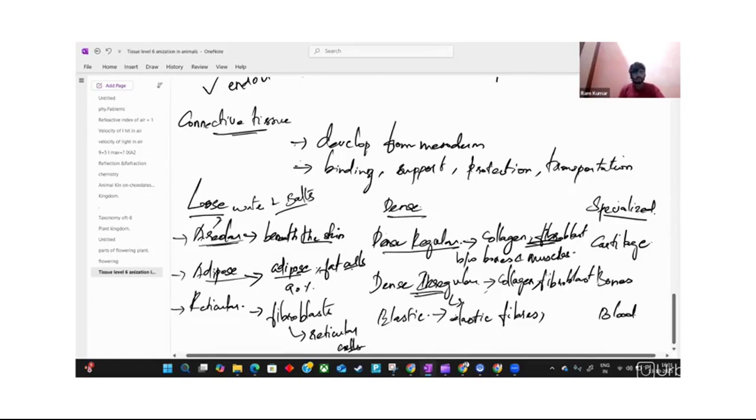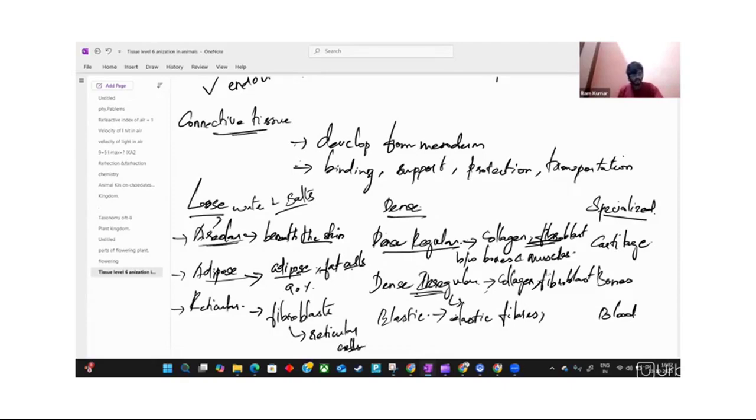Areolar tissue is found beneath our skin. Its main function is to store water and salts. Adipose tissue is similar to areolar tissue in structure and function. Adipose tissue is made up of adipose or fat cells. These cells make up about 90% of its tissue mass. Next, reticular tissue.